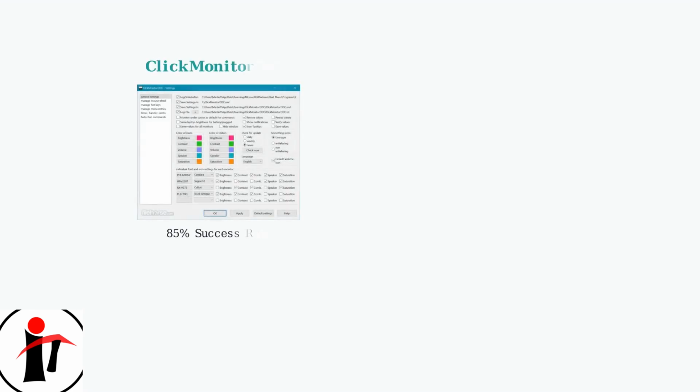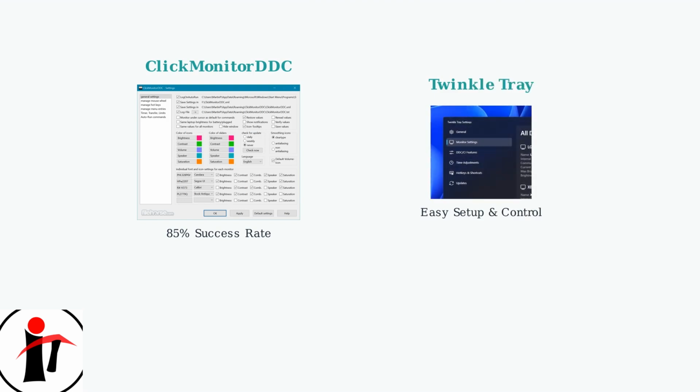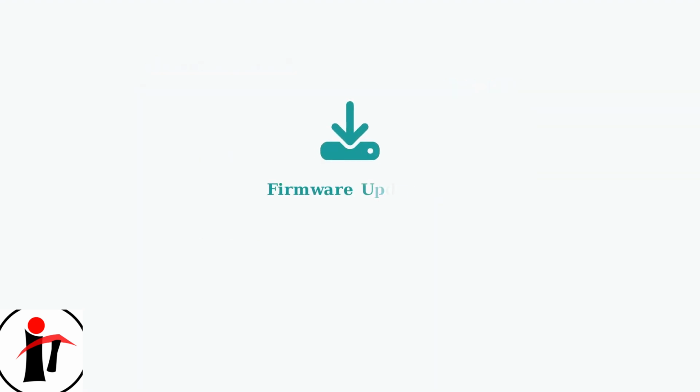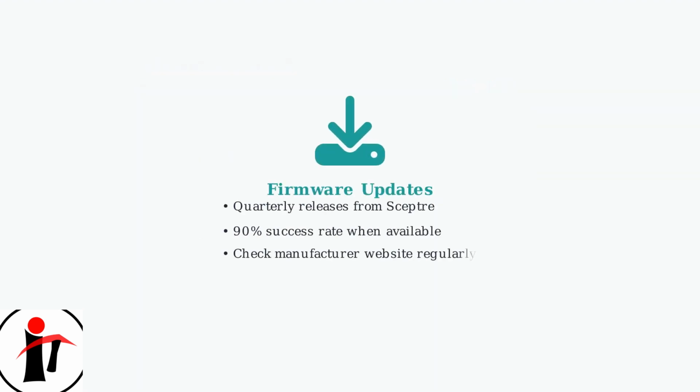When basic troubleshooting fails, third-party software provides powerful alternatives. ClickMonitor DDC and TwinkleTray have shown excellent success rates for resolving brightness lock issues. Keeping your monitor firmware updated is crucial. Sceptre releases quarterly updates, specifically addressing brightness control issues, with firmware updates showing a 90% success rate when available.